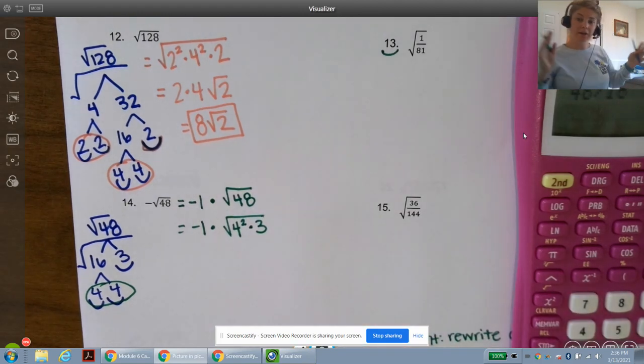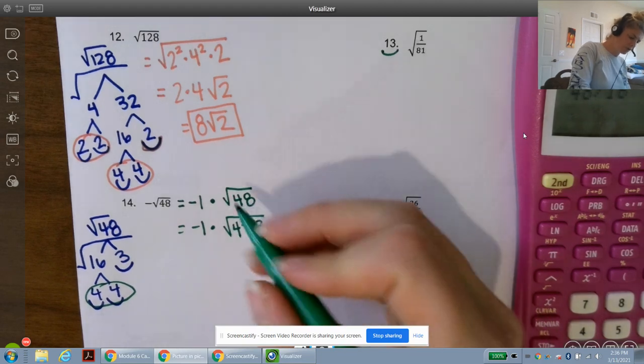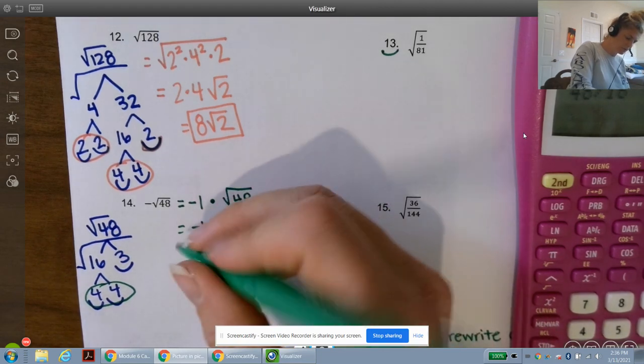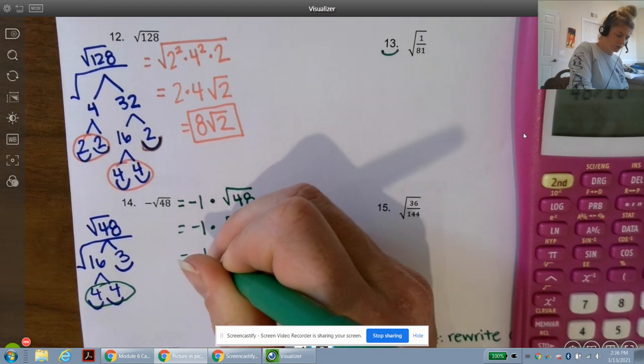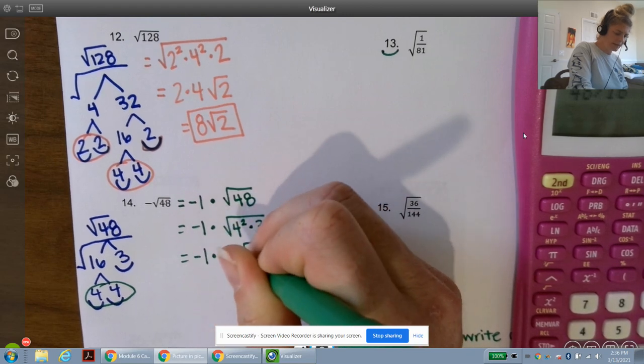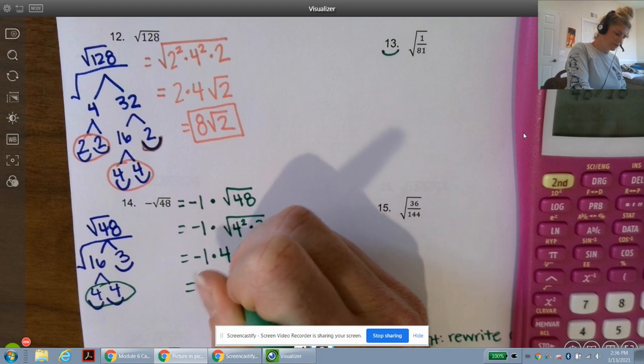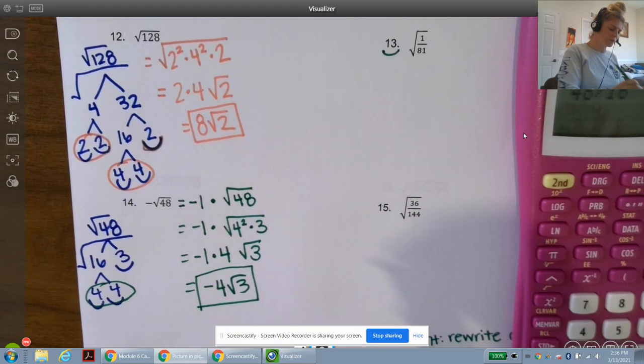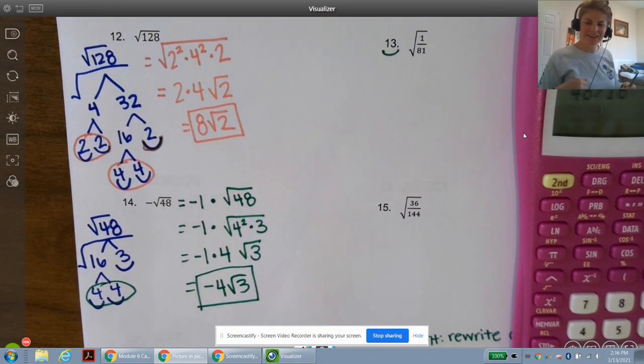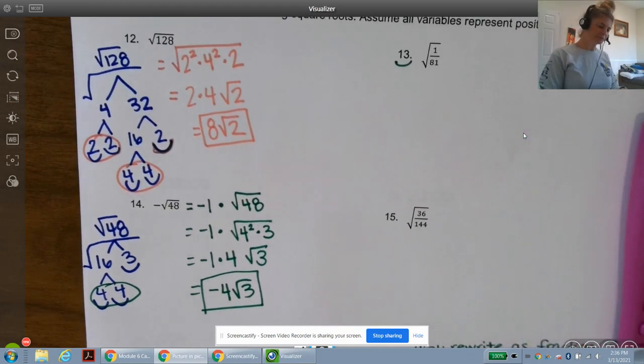Square roots and squares are inverse operations. So when you pull out the 4 squared, it becomes just 4. That 3 stays on the inside. So my final answer is -4 root 3. You can say -4 root 3, -4 radical 3, -4 square root 3. Lots of ways we can say these answers.